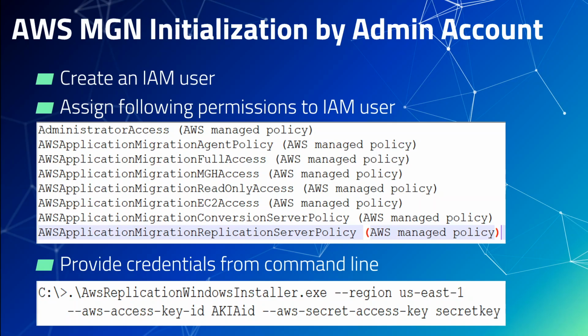Once that's done, you can go to your command prompt and run this command on your C drive, which is basically the AWS application Windows installer.exe. Then set your region and give your access key ID and secret access key, which you obtained from that IAM user in the first step. Once that's done, you'll be able to initialize MGN without an issue.